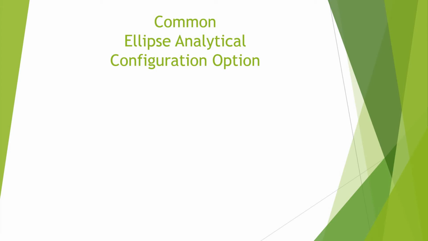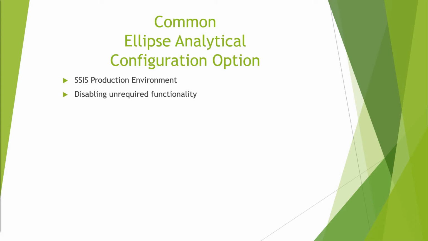In this video, we're going to discuss the common Ellipse Analytical configuration options. This will include primarily the SSIS production environment, where a lot of the configuration options are stored. We will then talk about disabling unrequired functionality. This includes the SSAS Load, disabling the CIO Refresh, disabling and re-enabling Ellipse bundles.